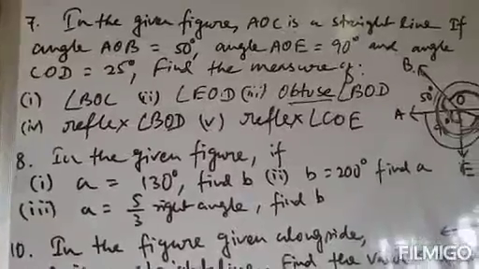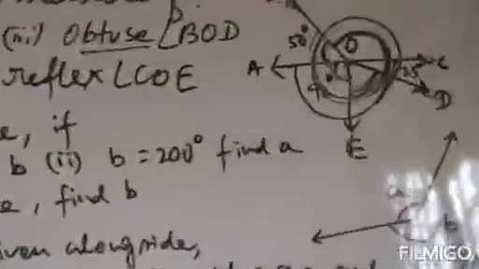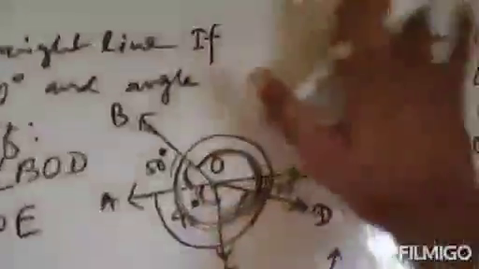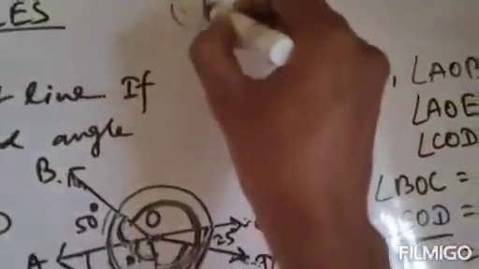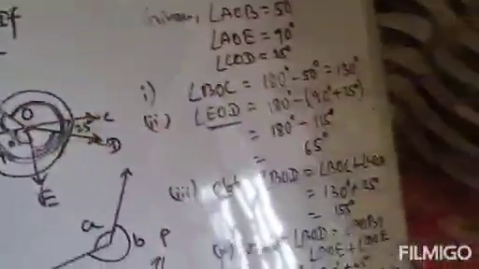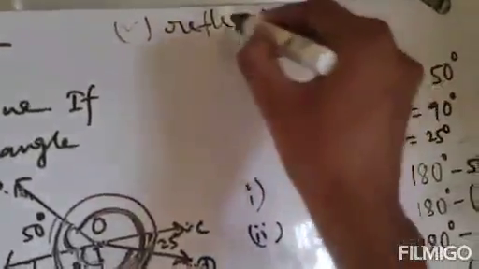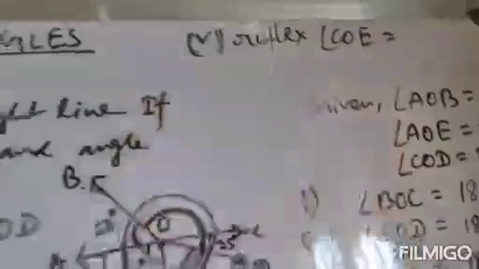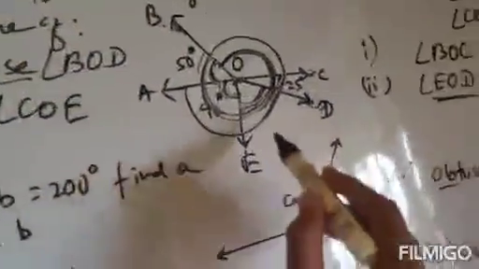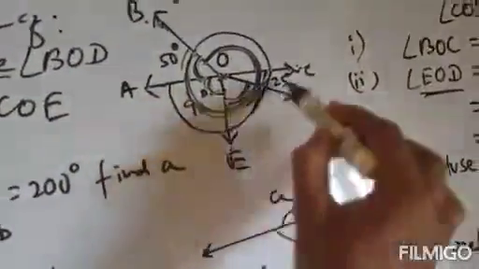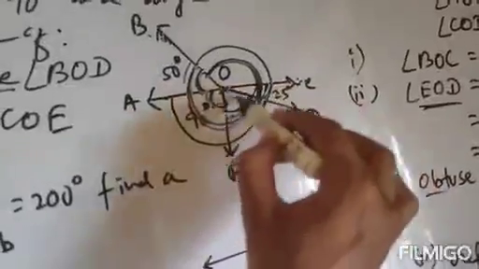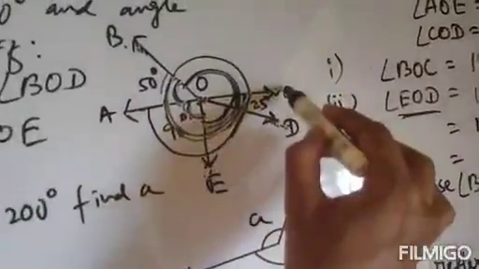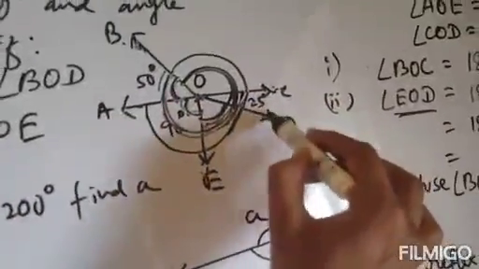Last question from this, question 7, that is reflex angle COE. I need this data to find out the value of angle COE. Reflex angle COE. Last part, reflex angle COE. COE means this total part. So this total part is the combination of COD and DOE.